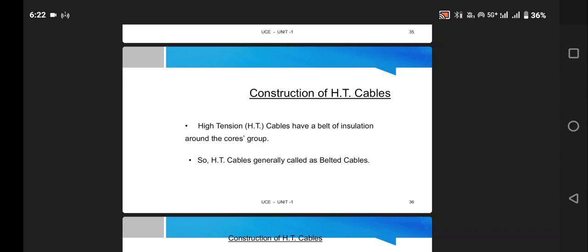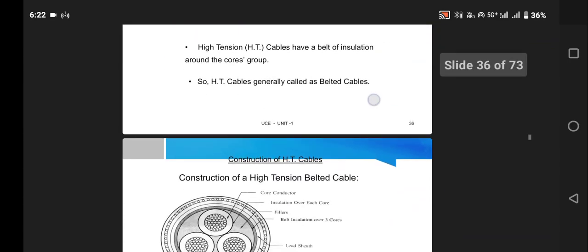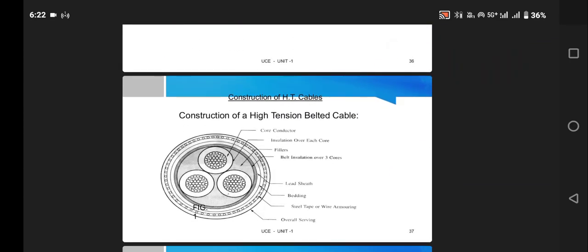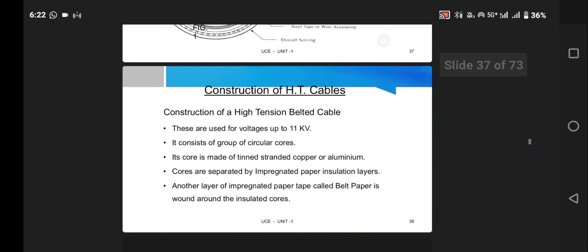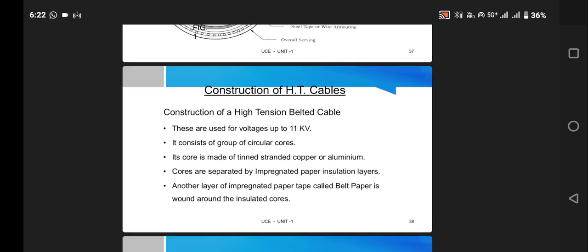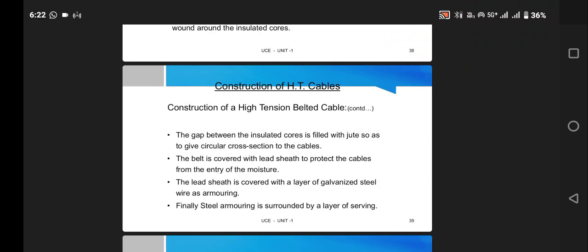HT cables have a belt of insulation around the core group. HT cables are generally called belted cables. The construction of HT belted cable is represented in the diagram. Normally used for voltages up to 11 kilovolt, it consists of a group of circular cores. The gap between the insulated cores is filled with fillers so as to give a circular cross section to the cable. The lead sheath is covered with a layer of galvanized steel wire as armoring.